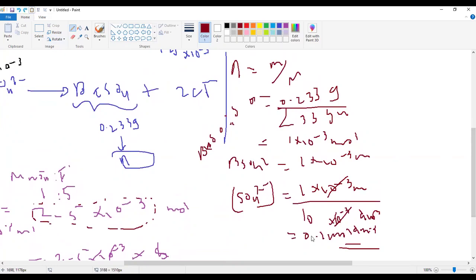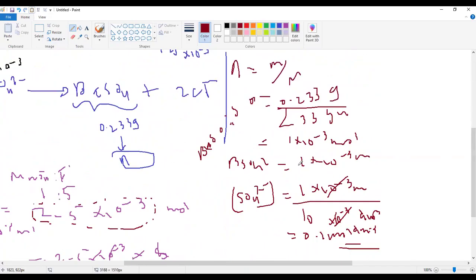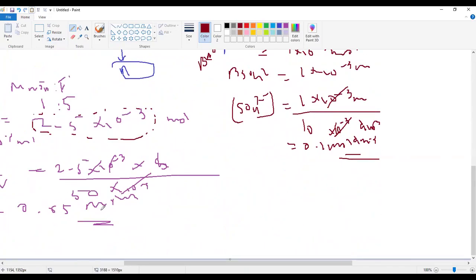So the sulfate concentration is 0.1 mole per decimeter cube. Mn2+ is 0.05 mole per decimeter cube. 0.05 mole per decimeter cube is also the concentration of Fe3+.